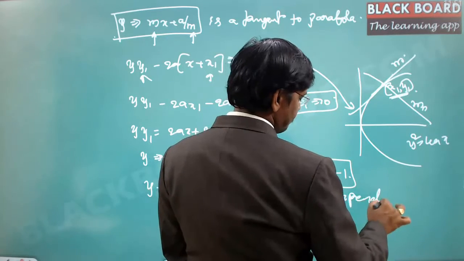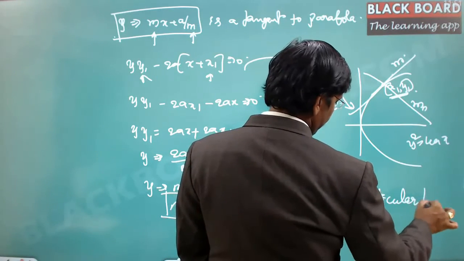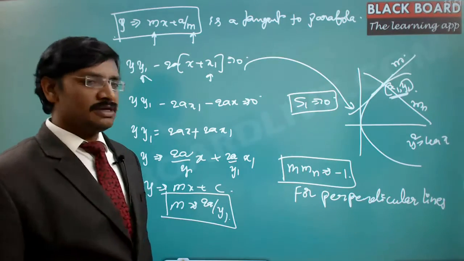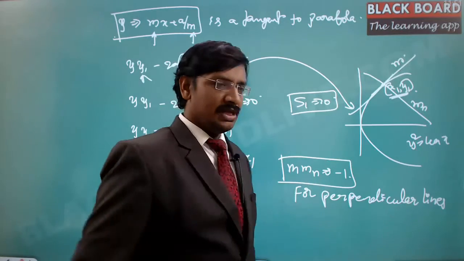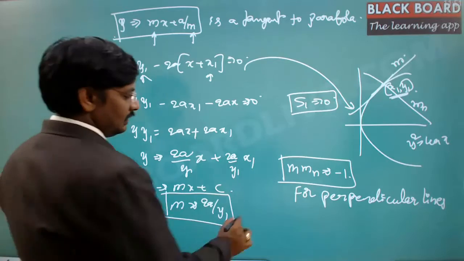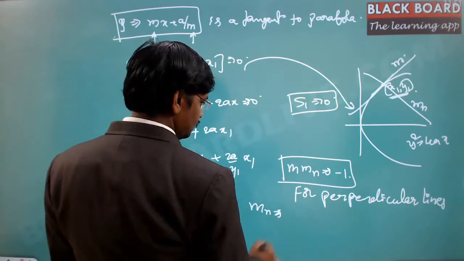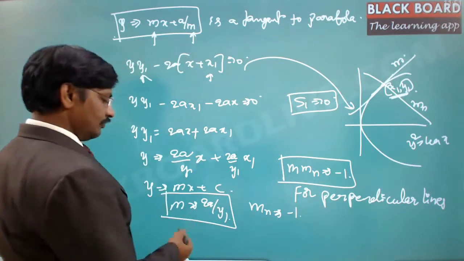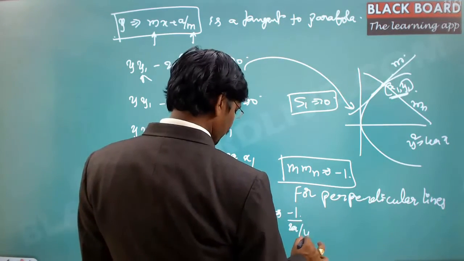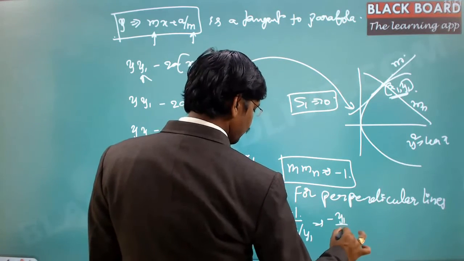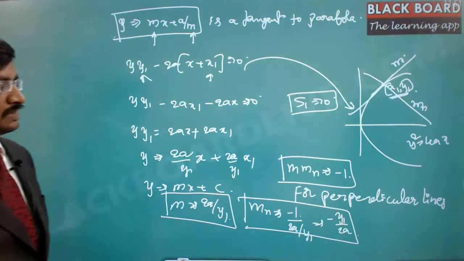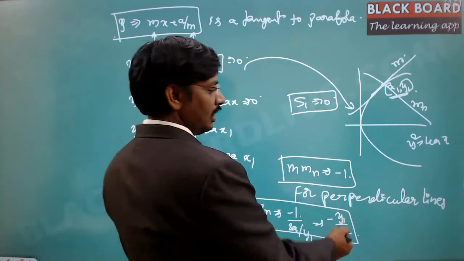This is a rule. If you consider any perpendicular lines, the product of the slopes always comes out to be -1. So here you know the m value, which is nothing but the slope of the tangent, and the slope of the normal can be expressed as -1 divided by m, that is, -1 divided by 2a by y1. So it is equal to minus y1 by 2a. So this is minus y1 by 2a.